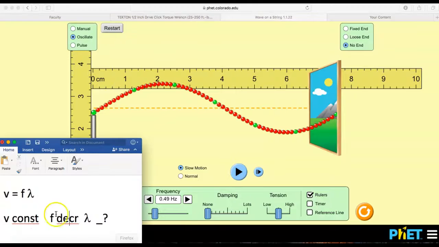All right, so the answer to this last one is if we hold the speed constant and we make the f smaller to compensate, the lambda, or wavelength, has to increase, has to get bigger.